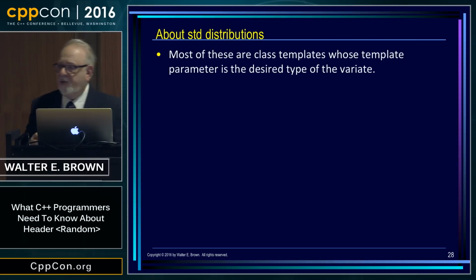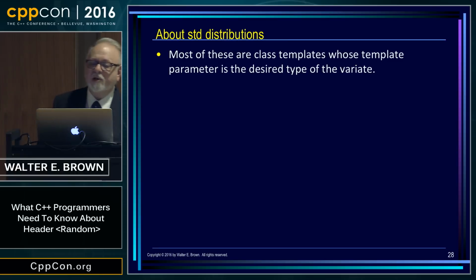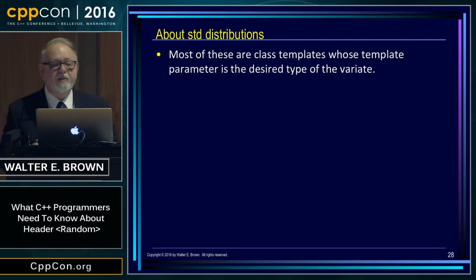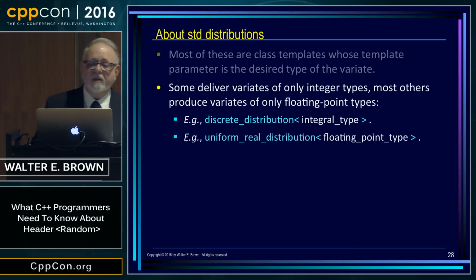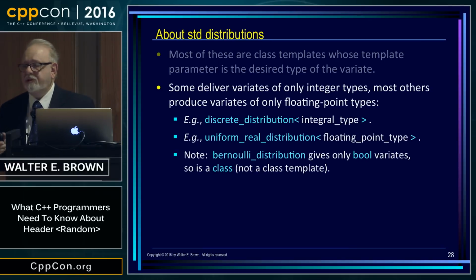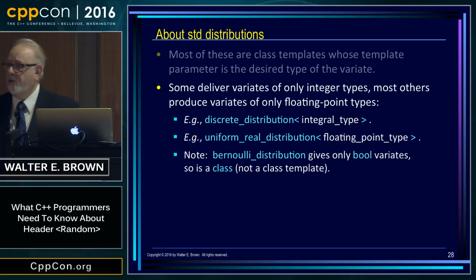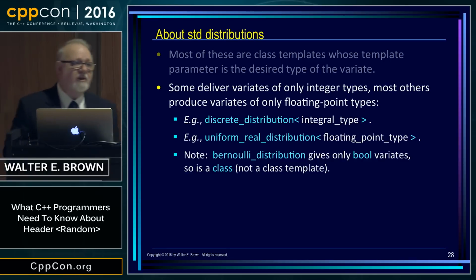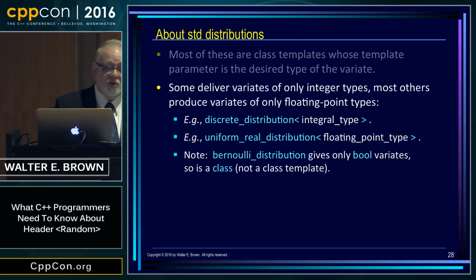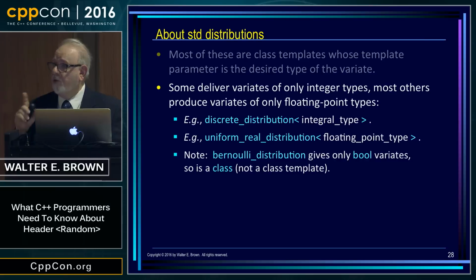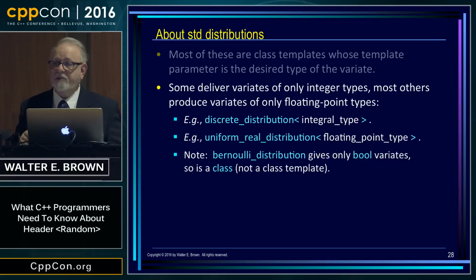Now, I've already told you that the standard distributions, by and large, with one exception, are class templates. And the template parameter is the type that you want when you call upon the distribution. Some distributions are integer types only. Most of the rest are floating point types only. And one, the Bernoulli distribution, is bool only, and it's not a template, therefore. There's no choice. You're going to get a bool. Okay?